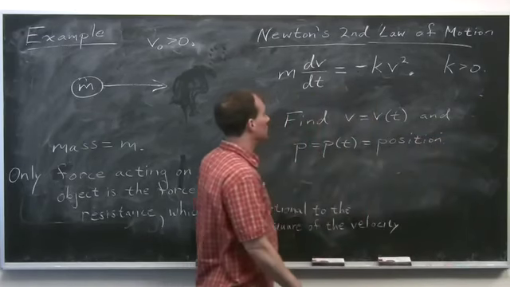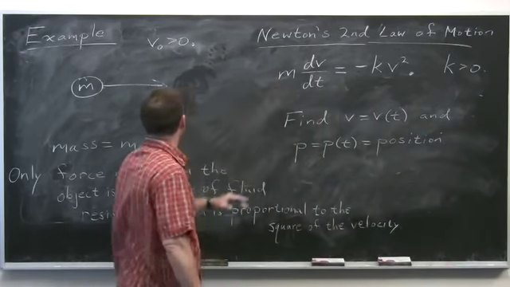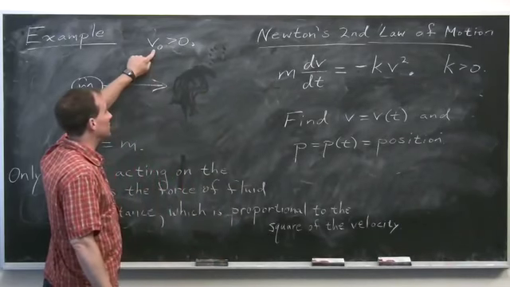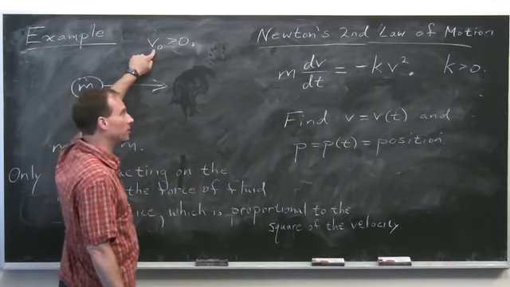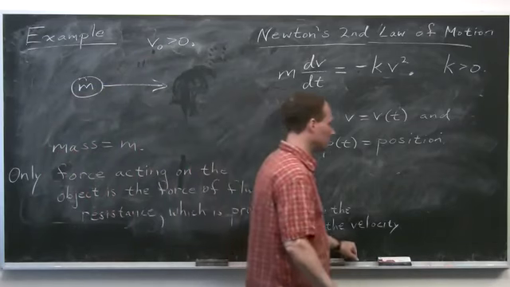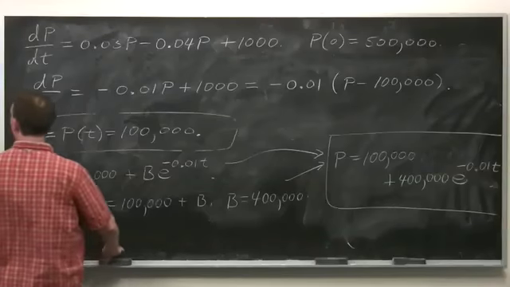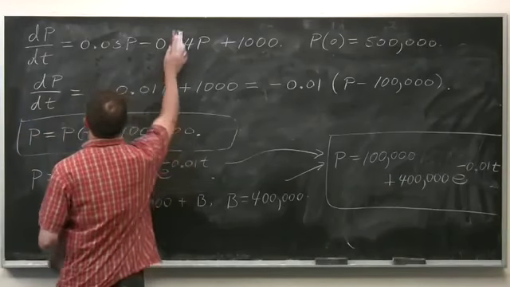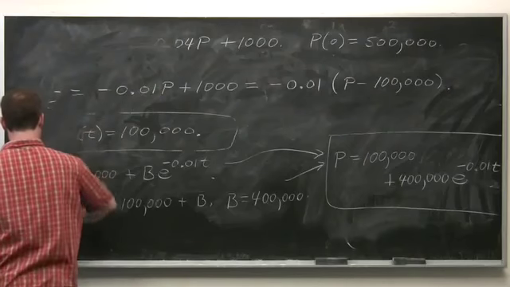Well, this is a separable equation. And we're assuming that our initial velocity is not zero. So I'm not going to bother looking at the equilibrium solution this time. I'm just going to assume that the velocity is not zero and see what I get.